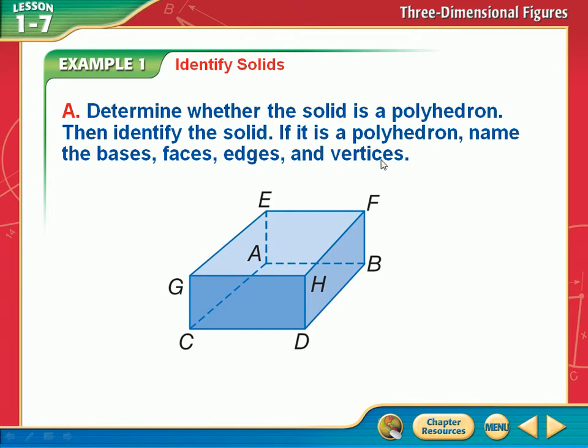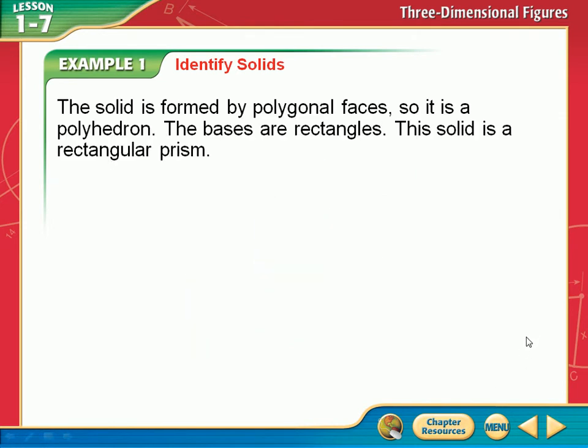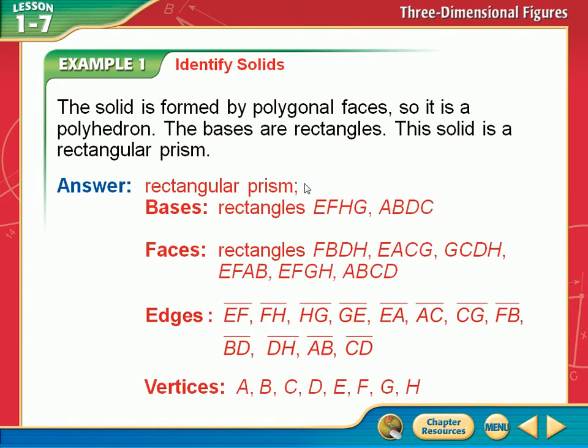What would the vertices be? Just all the points. That's right. It's just all the points where all those line segments come together. All right? Watch. We call it a polyhedron, right? The bases are rectangles. The solid is a rectangular prism. Now, here's all the bases. I'm not going to go through all those again, but we talked about them already. There's your two bases, the top and the bottom one. Faces are all the different sides. Your edges are the line segments. Vertices are all the points. Everybody got that? Pretty easy.